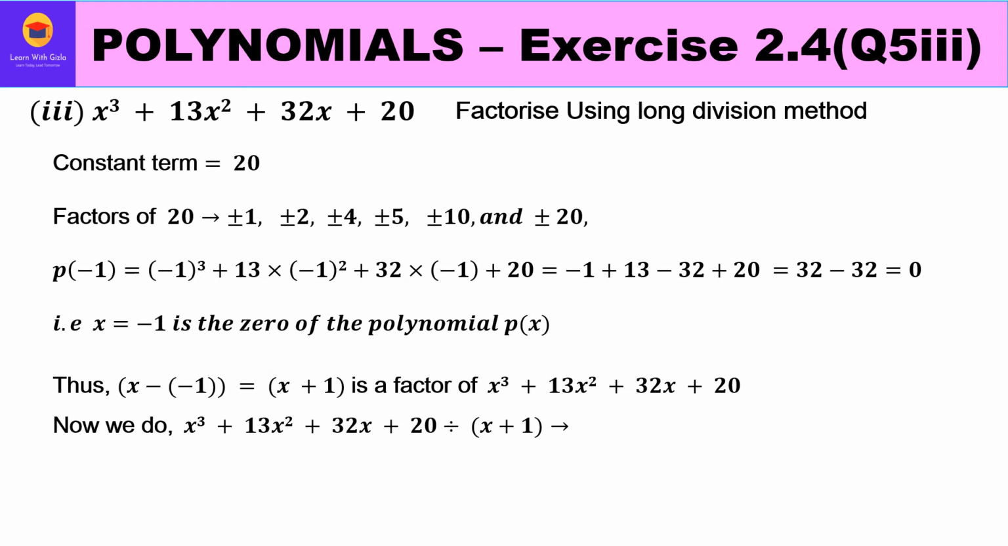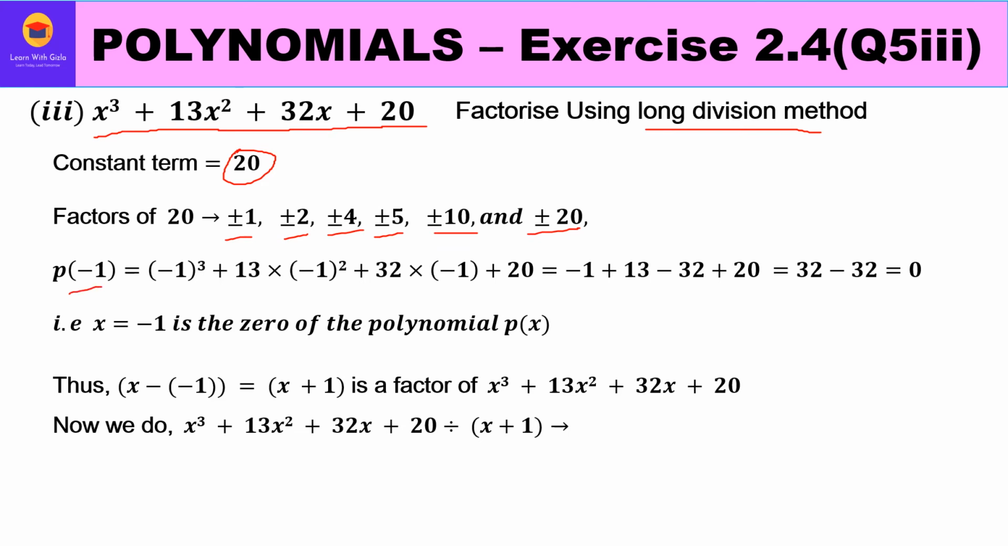Now in the third part, we have to factorize x cube plus 13x square plus 32x plus 20. We are going to use the long division method over here. For that we require one of the factors with which we shall divide the given polynomial. So to find that one factor, we shall take the constant and find its factors: plus minus 1, plus minus 2, plus minus 4, plus minus 5, plus minus 10, plus minus 20. Right, now we are going to find the 0 of the given polynomial by replacing x by each of these factors and see which one is the 0 of the polynomial. Right, so we can start with 1, we can start with minus 1.